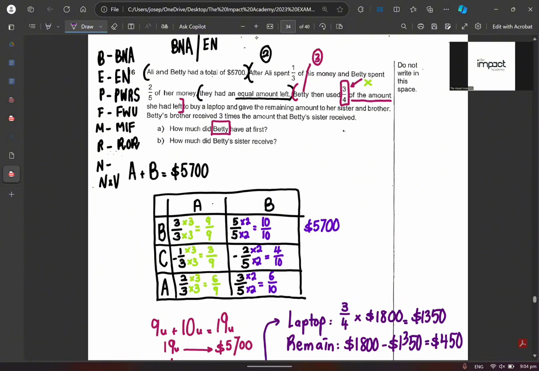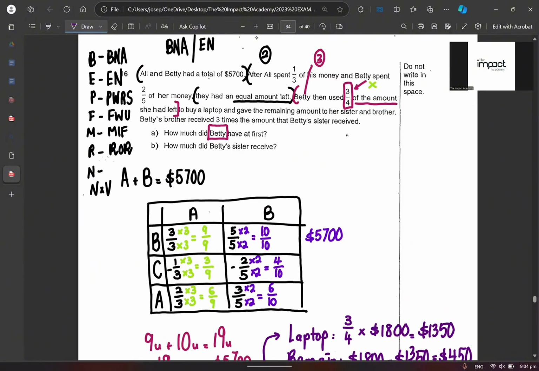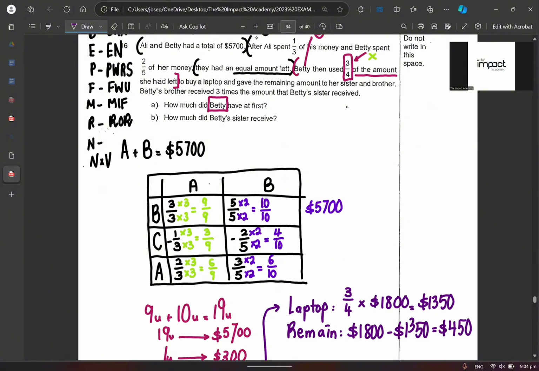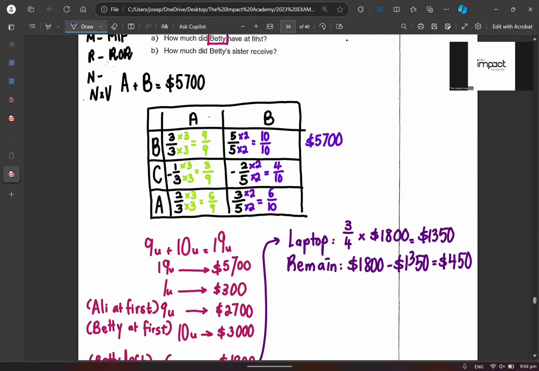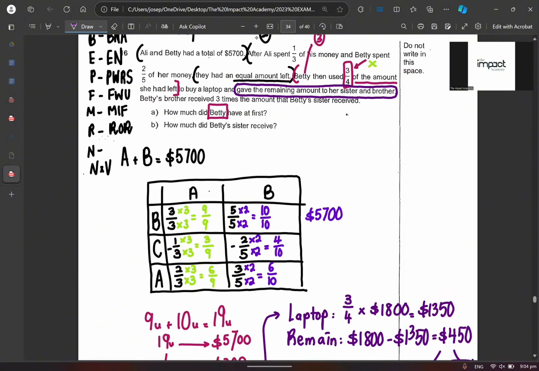Now, you can see over here, see for yourself, what did she do? She decided to give the remaining amount to who and who? Brother and sister. Correct. Sister over here, brother over here. So sister and brother will get that amount.